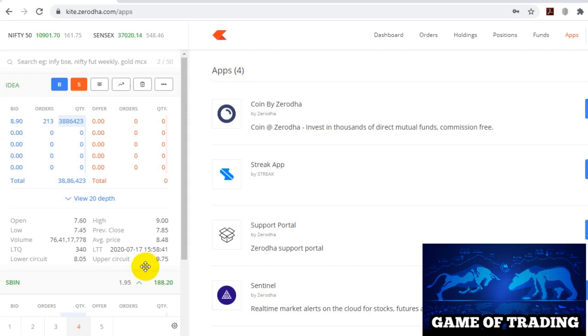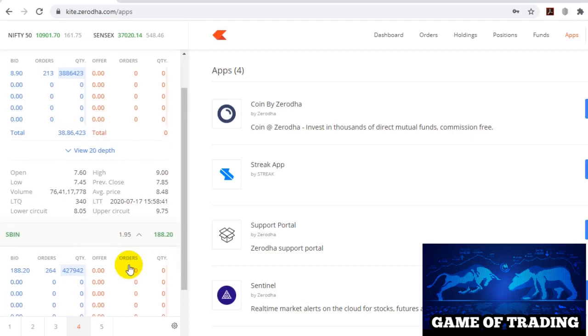How can we sell upper circuit stocks? When a stock hits an upper circuit, there will be only buyers and no sellers, so if someone wants to sell the stock, they can do so. Similarly, when a stock hits a lower circuit, there will be only sellers and no buyers. So if someone wants to buy the stock, they can do so at the lower circuit.